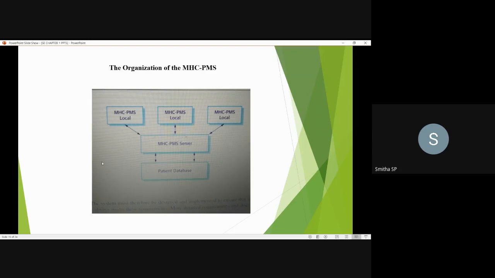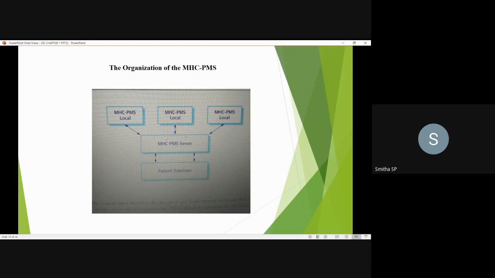Next, in this figure, you can see the organization of the MHC-PMS. The figure shows how the mental health care patient management system is organized. Several MHC-PMS local systems are connected to the MHC-PMS server, so that patient information can be accessed through the centralized patient database. This patient information is exchanged between the MHC-PMS server and the MHC-PMS local systems.